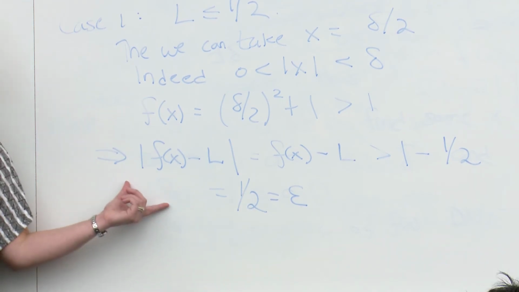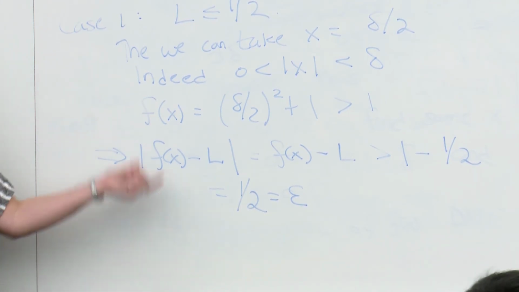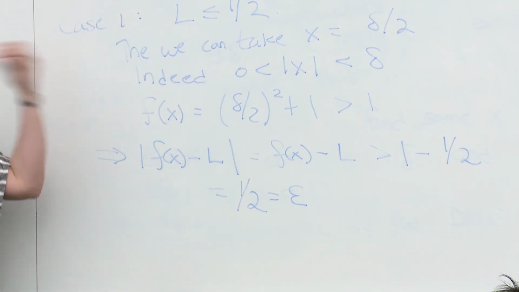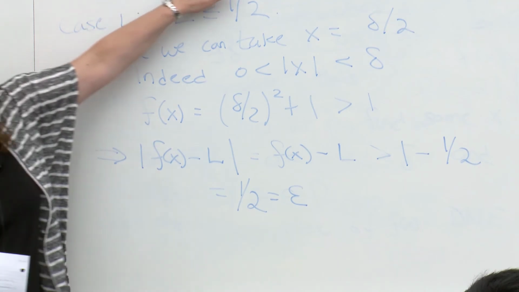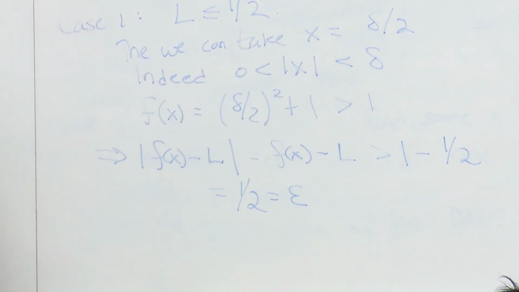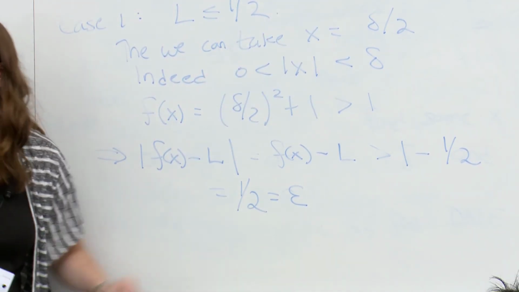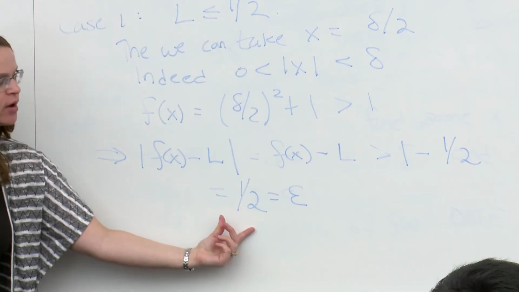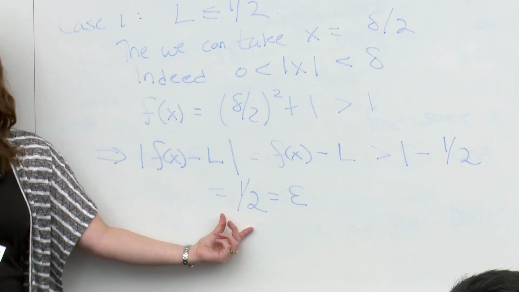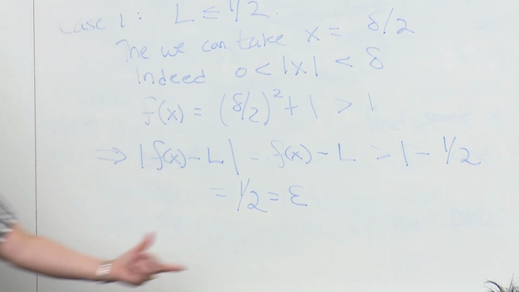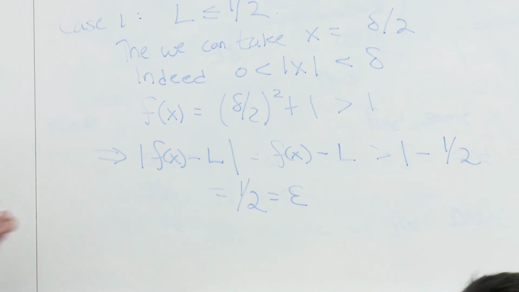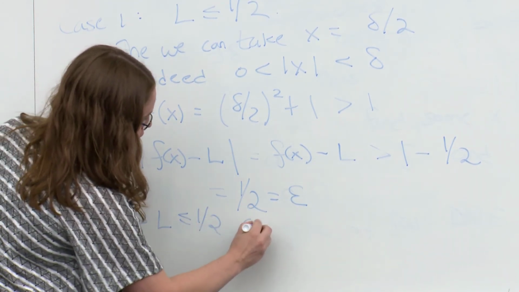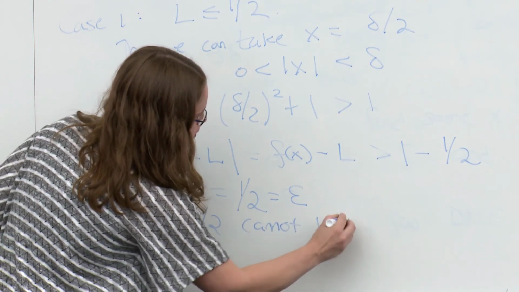Right, and this is breaking the definition, right? We've said if the limit is less than a half, if there truly is a limit and it's less than a half, then for this value of epsilon, I should be able to find a delta that makes f of x minus L less than epsilon, okay? But no matter what delta is, actually it doesn't work, right? No matter what delta is, I can make f of x minus L actually bigger than epsilon. So this doesn't work. We must have that L less than or equal to a half cannot be true.